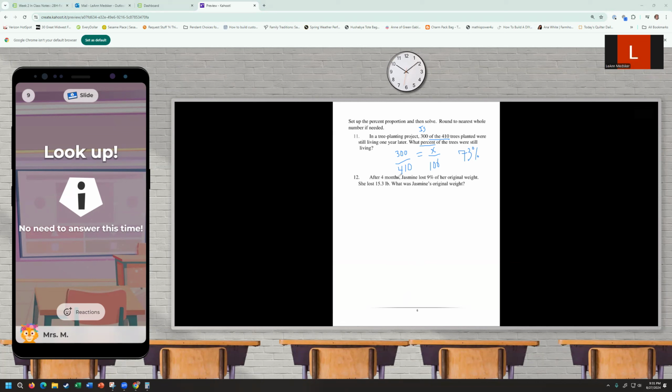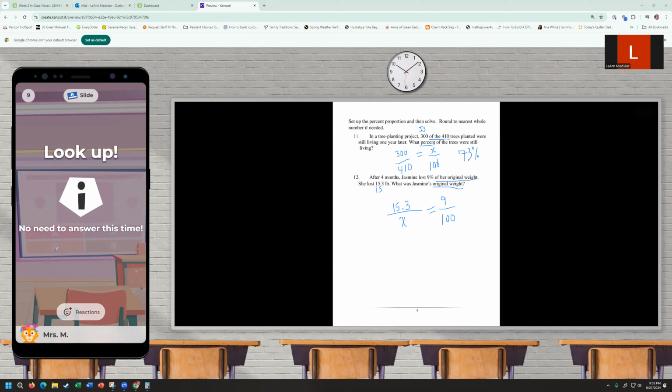All right, so it says after 4 months, Jasmine lost 9% of her original weight. She lost 15.3 pounds. What was her original weight? So the of is the original weight. So that's the part we're looking for, of her original weight. So that means that what she lost would be the part. So this would be the is. So this is our part of the whole. So she lost 15.3 pounds out of her total weight, which would be 9% out of her total weight.